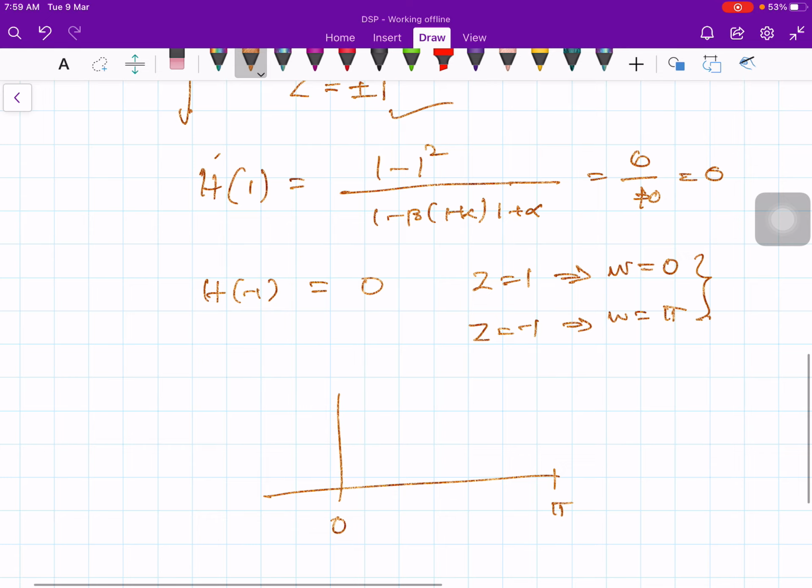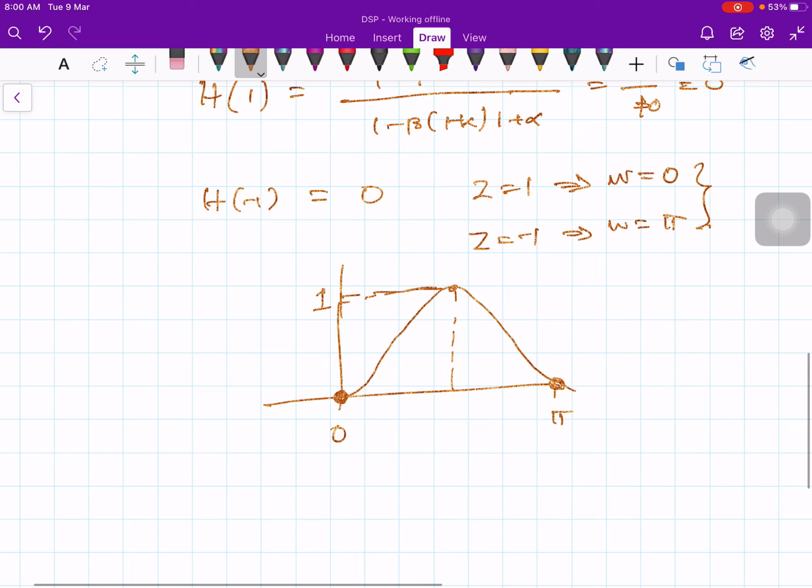At the minimum frequency the value is 0 and at the maximum frequency the value is 0. In between my function goes like this and comes back. Maybe at this point it reaches the maximum value, and that maximum value is going to be 1. Therefore, the first condition for band pass filter is met. Second thing you have to do is to find where does the maximum occur. Okay, at which point, this point we need to know at which point the maximum occurs.